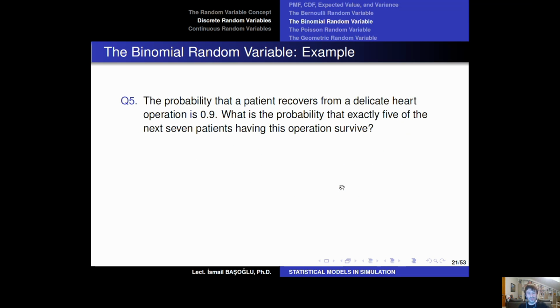We can continue with an example here. The probability that a patient recovers from a delicate heart operation is 0.9. So if you assume that this is a Bernoulli experiment, the success probability of this Bernoulli experiment is 0.9, and we are asking the probability of exactly 5 of the next 7 patients having this operation to survive.